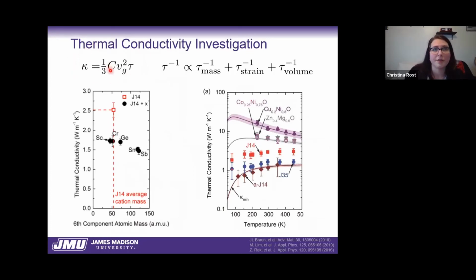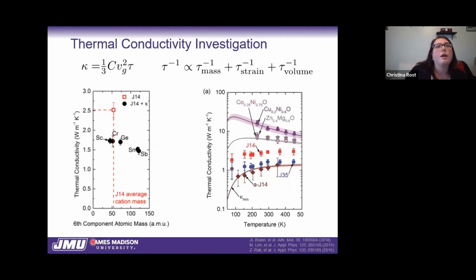So thermal conductivity is 1/3 CV squared tau. C is the volumetric heat capacity, V is the phonon group velocity, and tau is our scattering cross section. Something to point out here is that, electrically speaking, all of these are very insulating. So we're only really dealing with the phonon thermal conductivity.